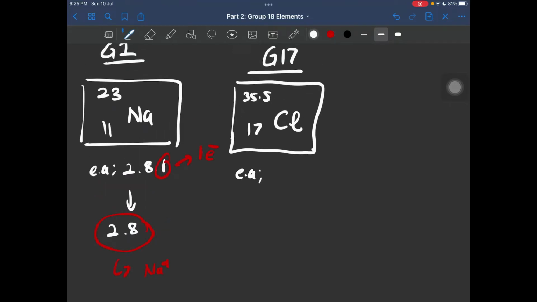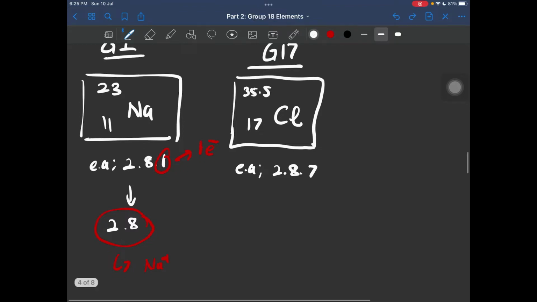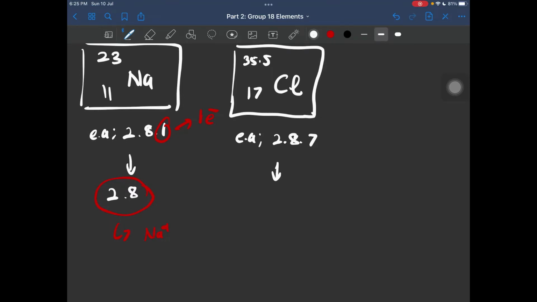On the other hand, we have chlorine. The electron arrangement is going to be 2.8.7, because it has 17 protons, which means it has 17 electrons. If it wants to achieve a stable octet electron arrangement, which is 2.8.8, it has to receive one electron to fully occupy its last shell, the third shell, to become Cl-.